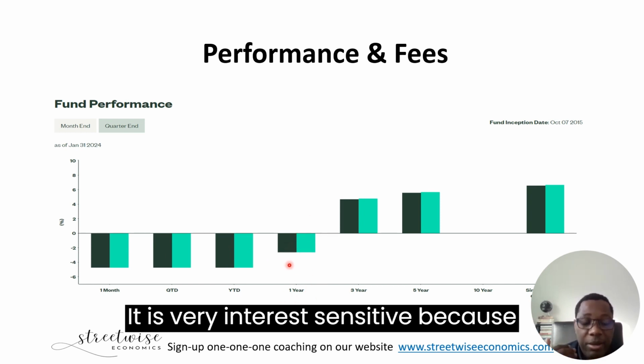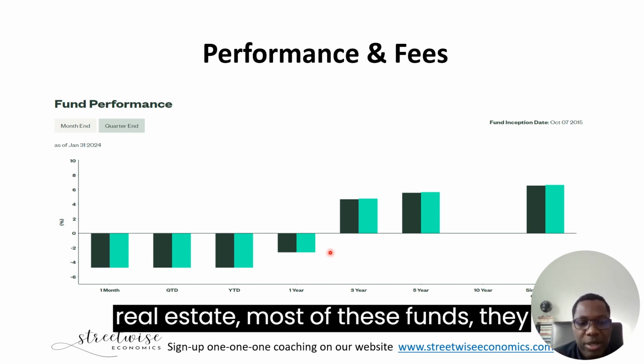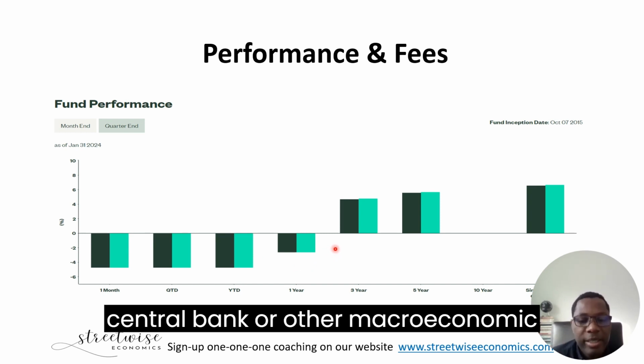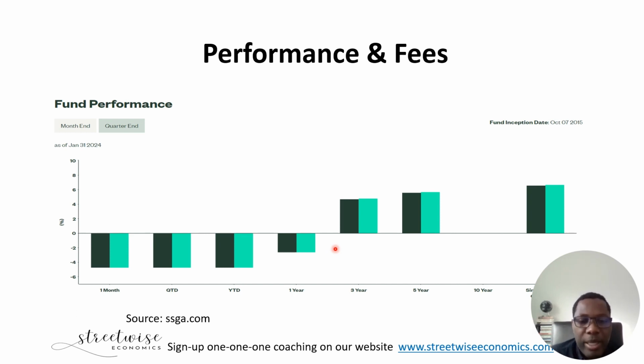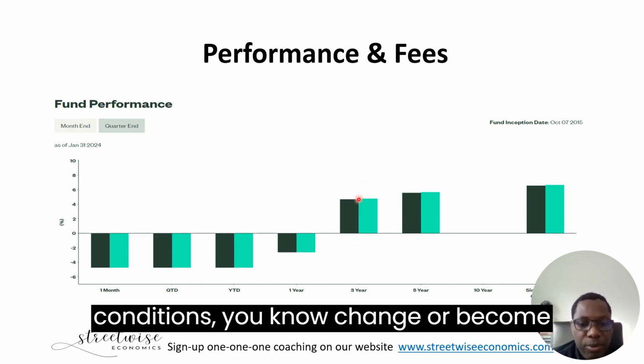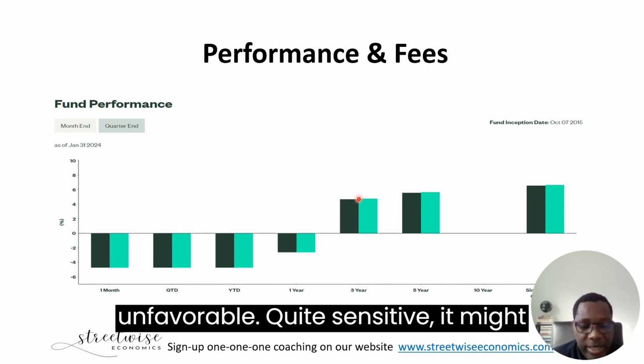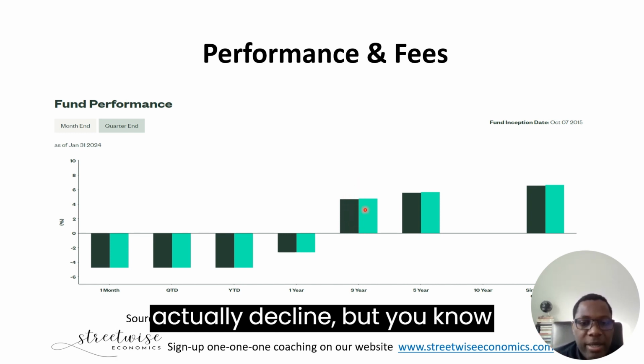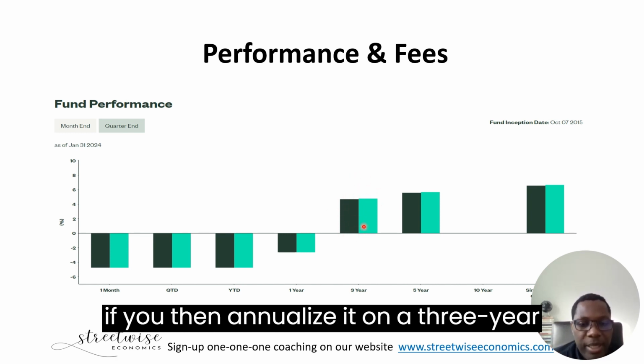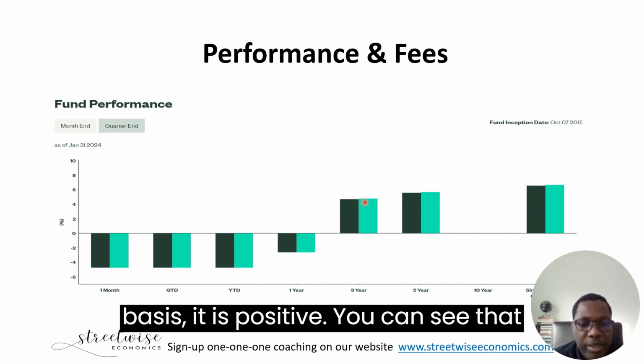It's still recovering. It is very interest-rate sensitive because with real estate, most of these funds borrow money from the bank. So if the central bank or other macroeconomic conditions change or become unfavorable, they are quite sensitive. It might actually decline. But if you annualize it on a 3-year basis, it is positive.